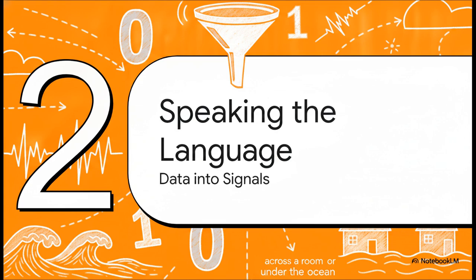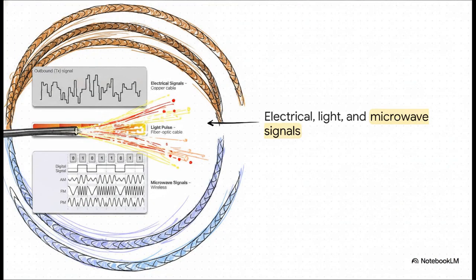Moving right along to Section 2, speaking the language, turning data into signals. Here's where it gets really cool. The physical layer takes a complete frame from the data link layer and literally shapeshifts it. Depending on the medium carrying it, your data physically turns into one of three things: jagged electrical pulses running across a copper cable, smooth pulses of light shooting through fiber optics, or oscillating microwave signals for wireless connections.